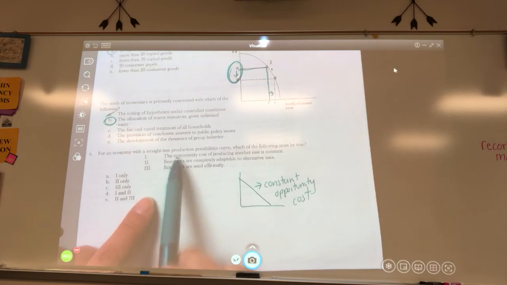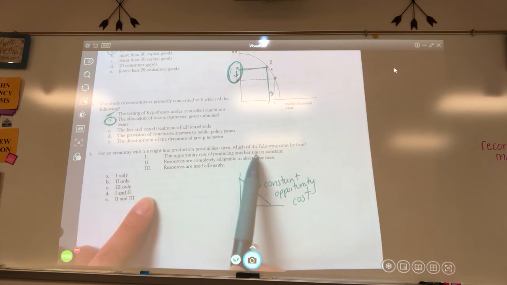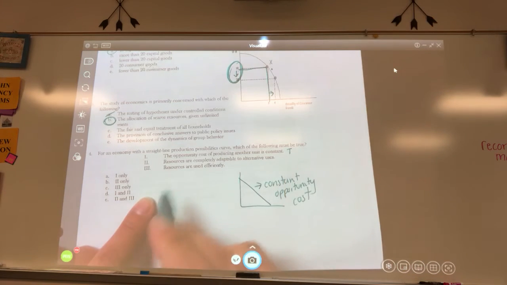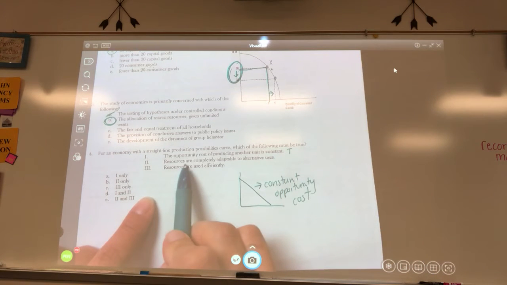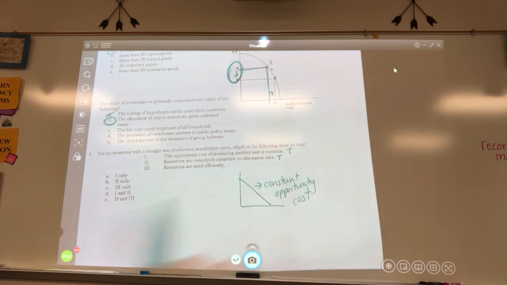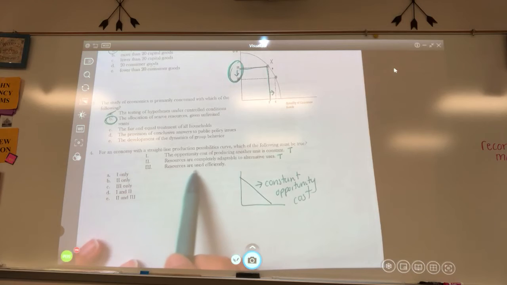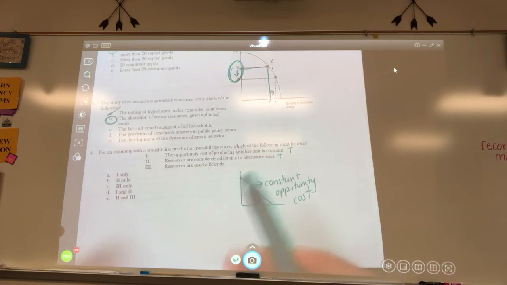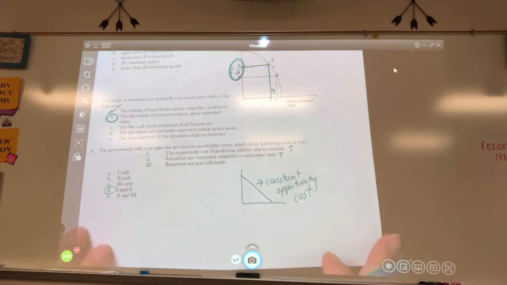1, let's see your true false. The opportunity cost of producing another unit is constant. Yes, true, right? The resources are completely adaptable to alternative uses. True. Usually when I have a constant one, it's like the resources of one can be used in the resource for another. So like cars and trucks, or cupcakes and cookies, okay? If it was two opposing ones like cars and computers, it would bow out, okay? Resources are used efficiently. I can't tell, right? So what is my answer? D. Hooray.